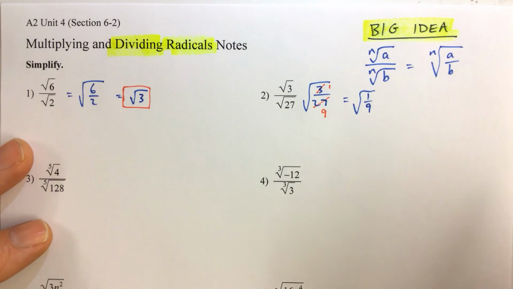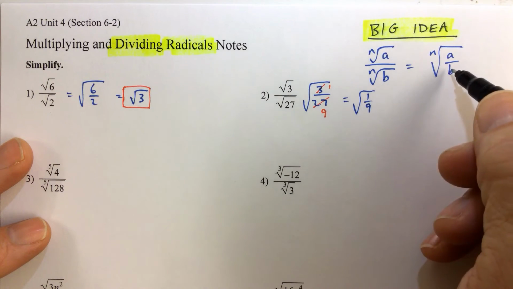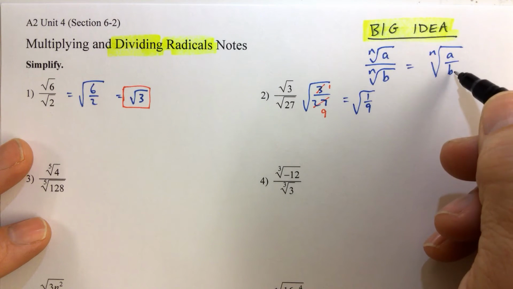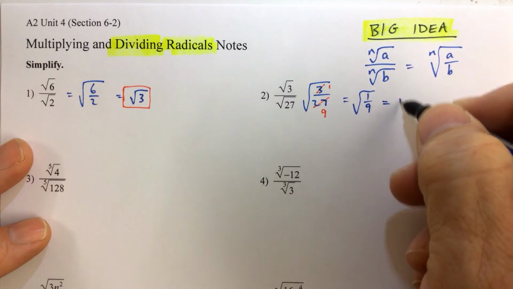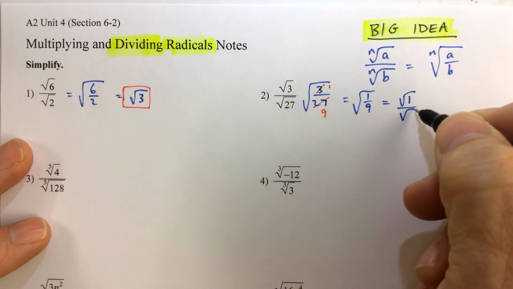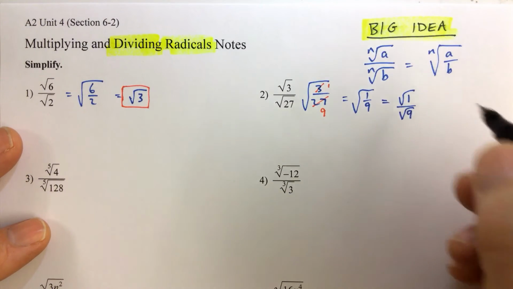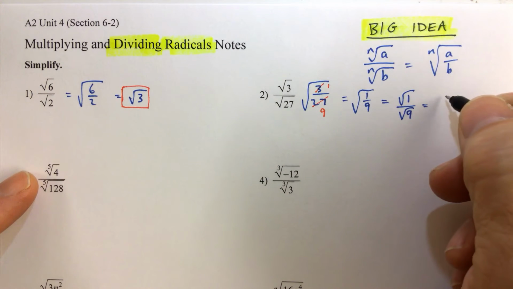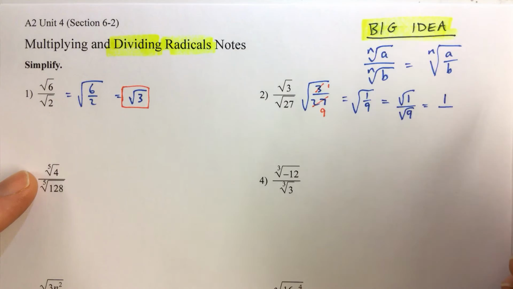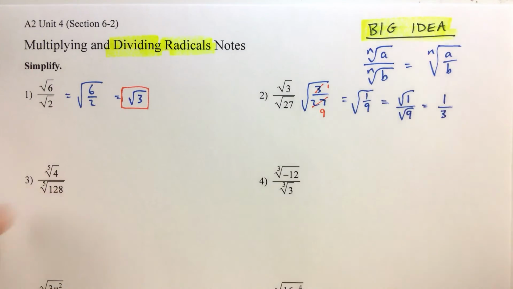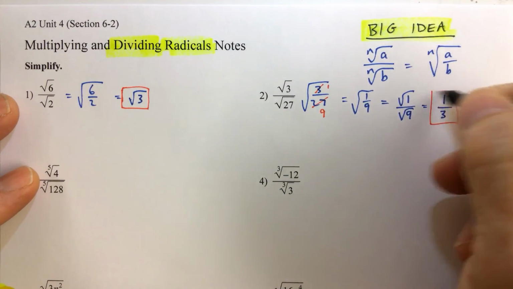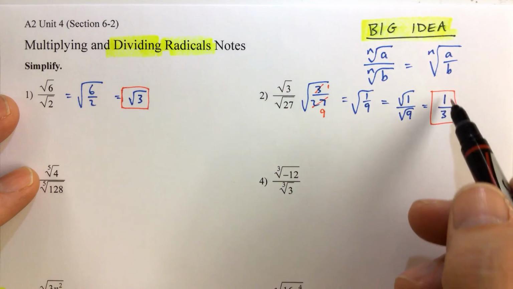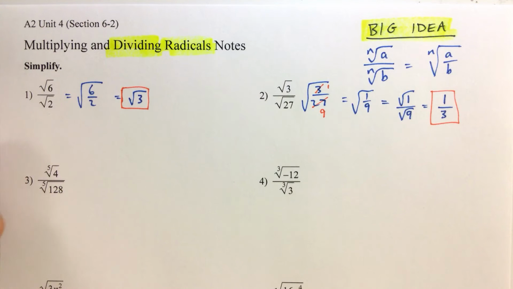But I think it's actually a little bit easier to reverse the big idea. Now we have our fraction under the radical, and we can rewrite that as the square root of the numerator over the square root of the denominator. I think this is a little bit easier to visualize, for me anyway, because I know that the square root of 1 is 1, since that's a perfect square, and the square root of 9 is 3. So the original expression, the square root of 3 over the square root of 27, simplifies to 1/3.